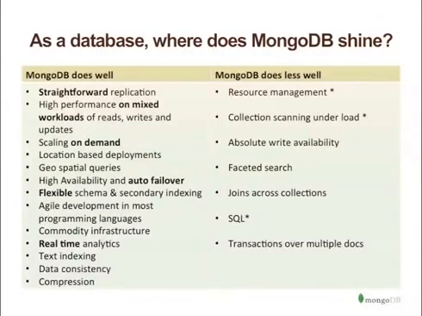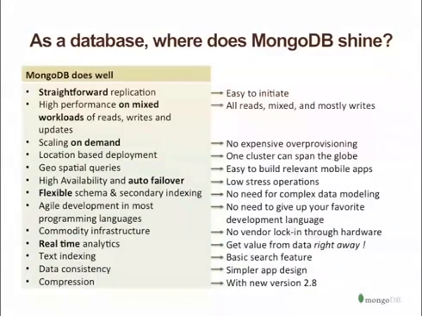As a database, from a technical perspective, from a feature perspective, where does MongoDB shine? Let me go through first what it does well. The first thing it does very well is straightforward replication. And here, there are, of course, replication technologies for other databases, but this is straightforward in the sense that it's not an add-on. It's not a costly add-on. It's not a separate software installation. It is just completely innate to the database that there will be replication.